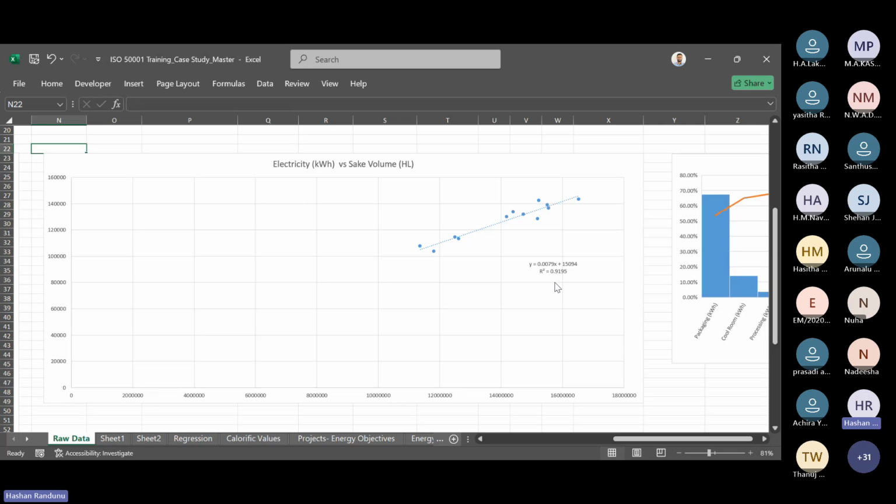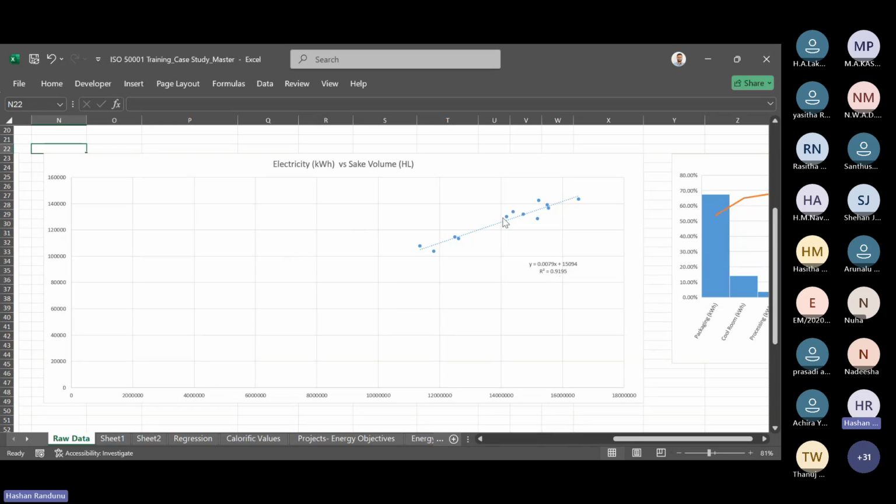Here, the R squared value is mentioned as 0.91 because the confidence level we took was 95%. But when we did the regression, we selected the confidence level as 90%. So that's why the R squared value is much higher.